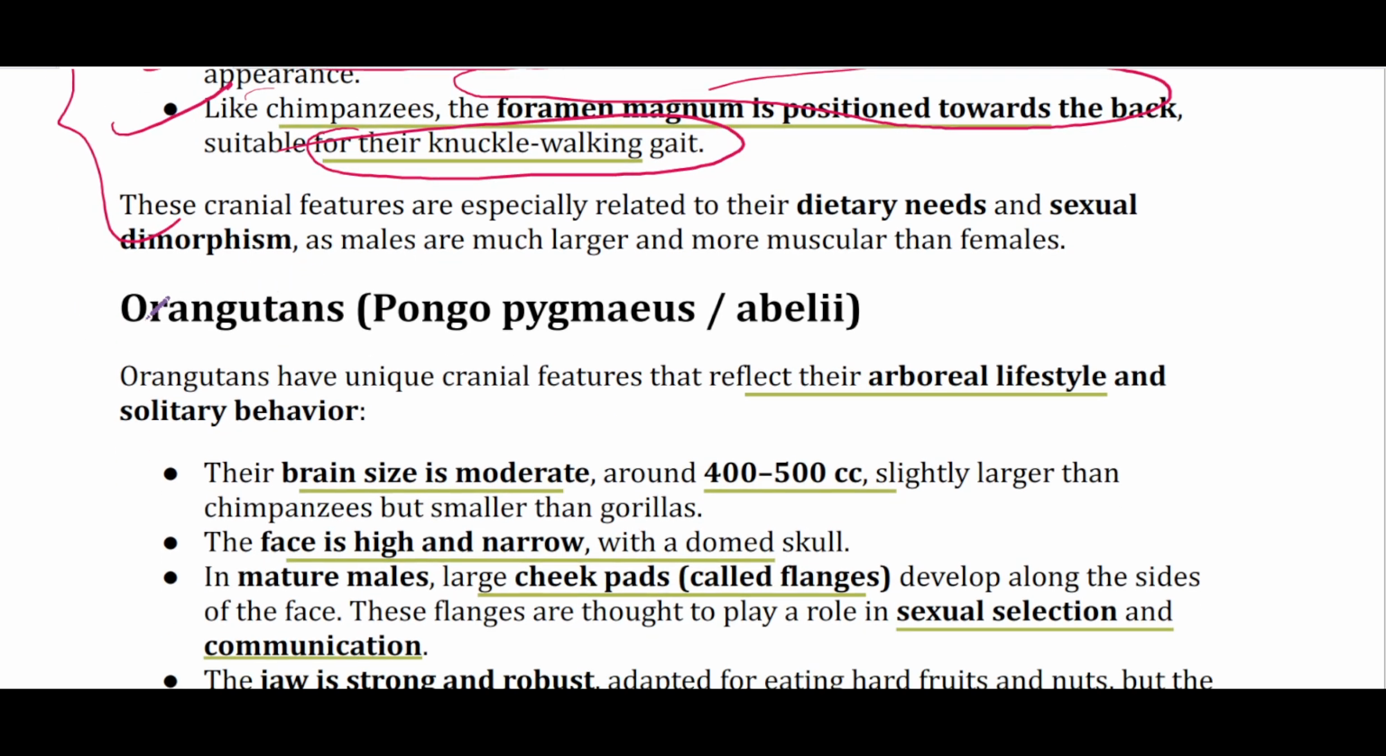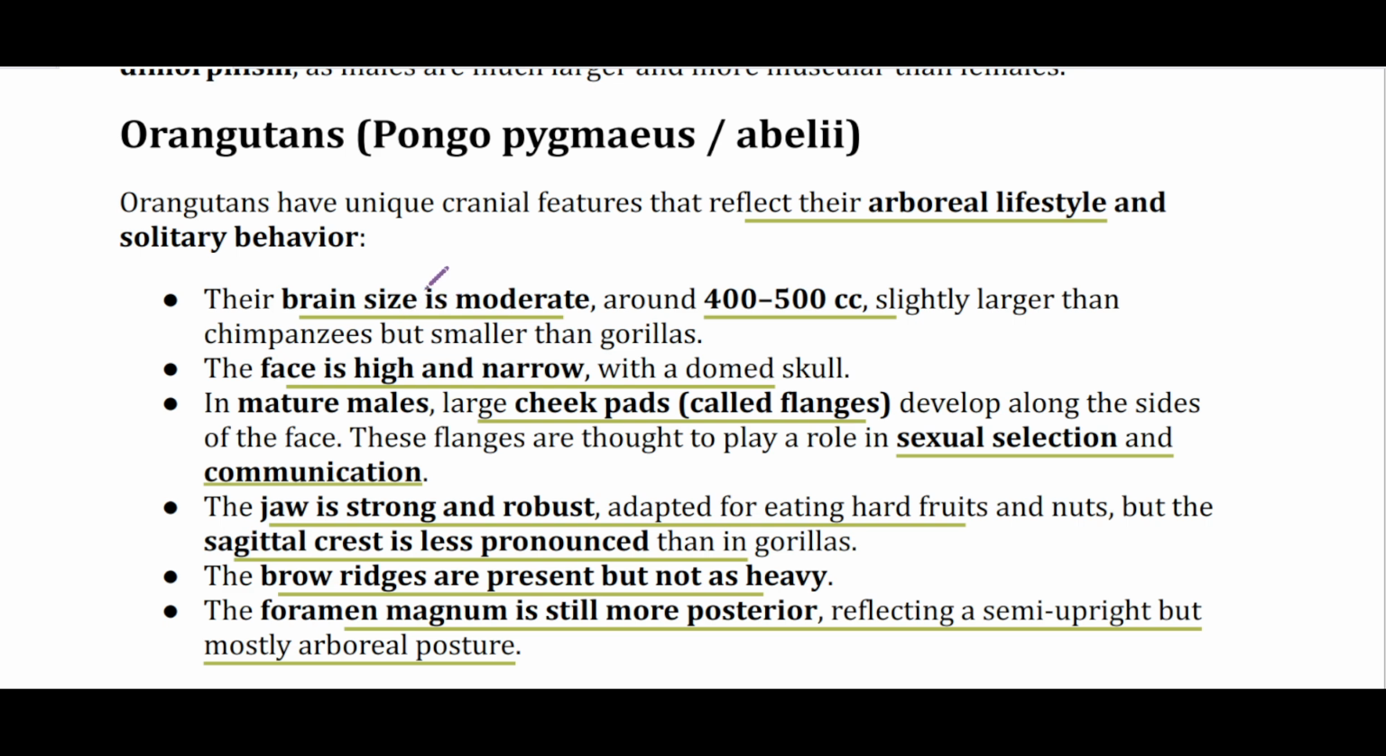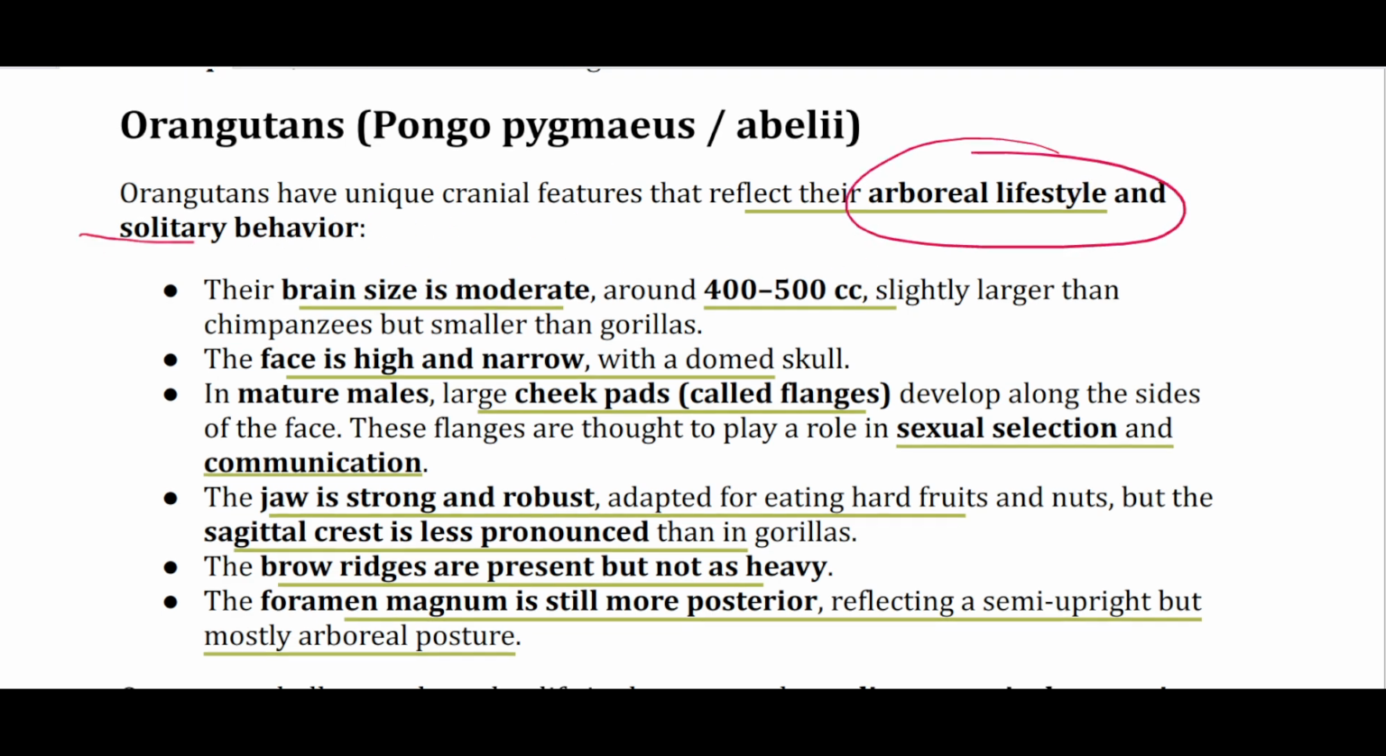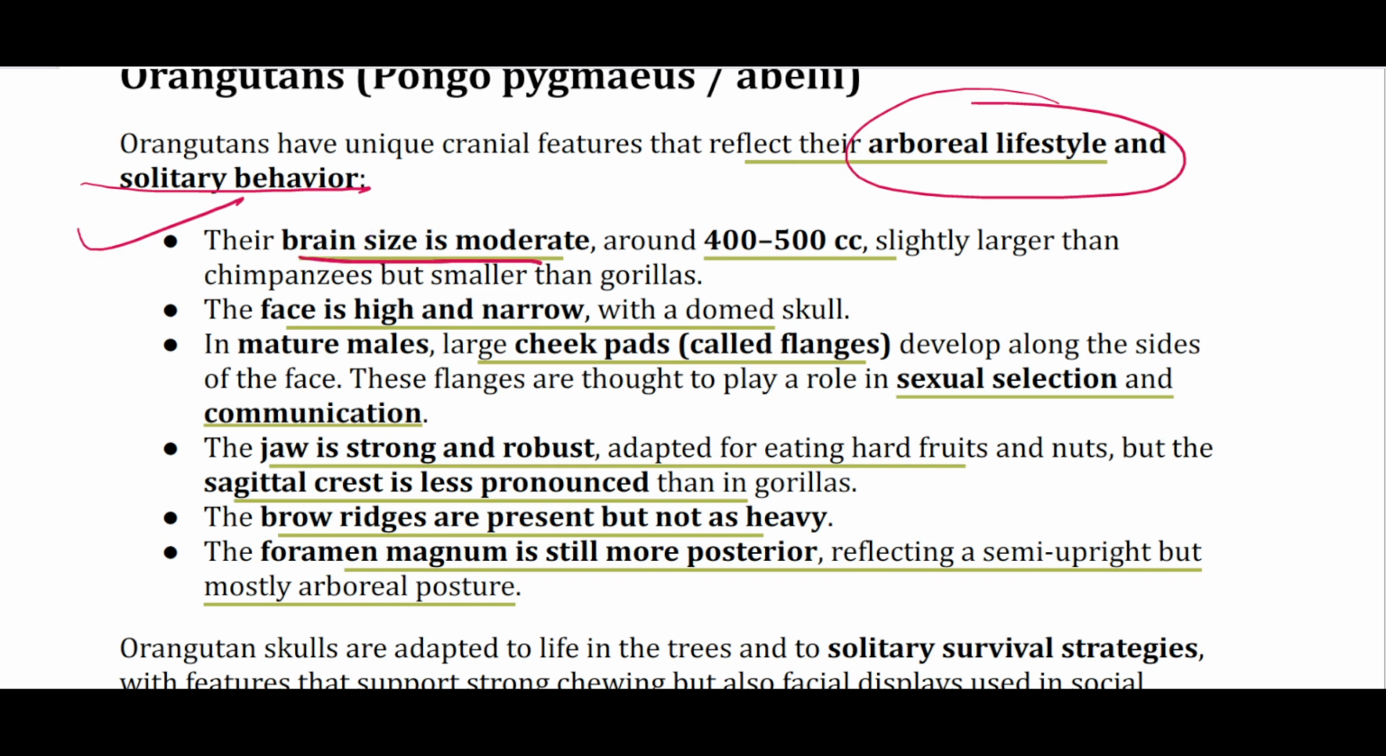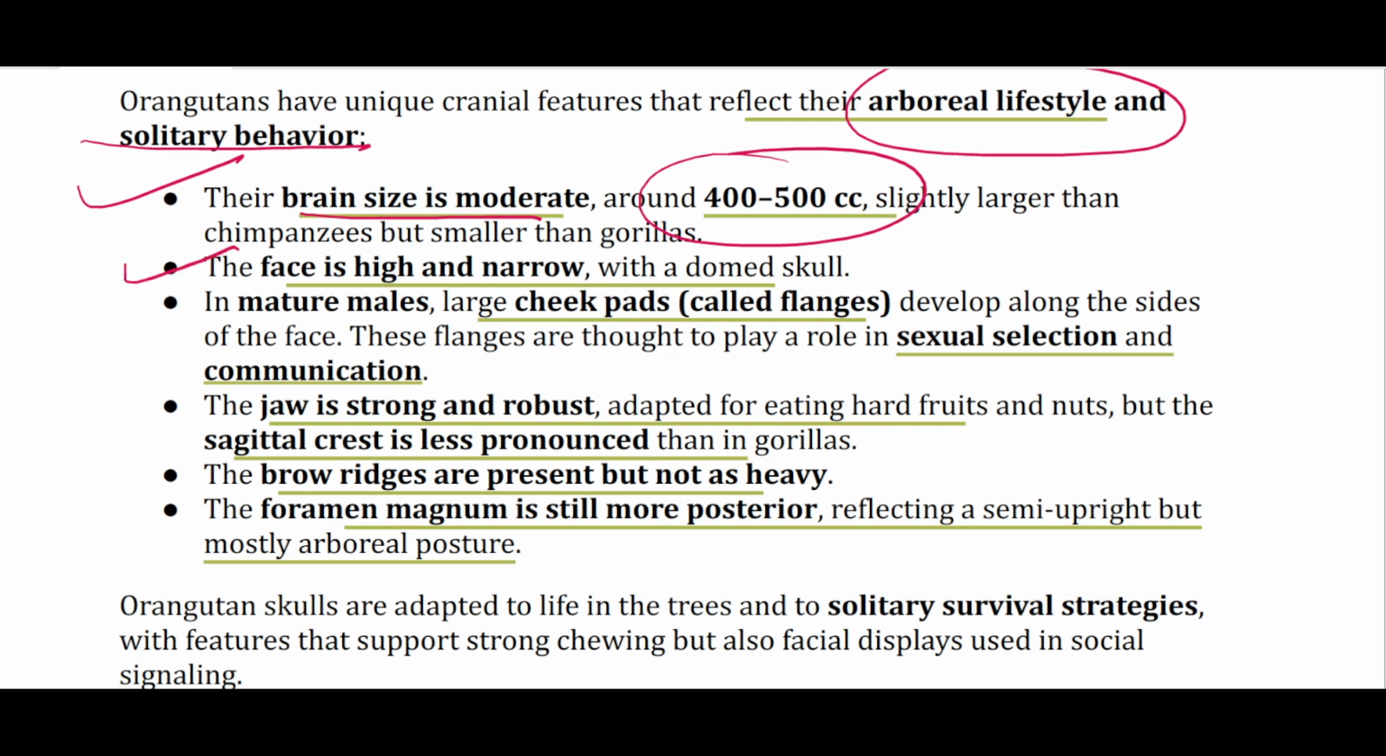Now let's move on to orangutans. Orangutans have a unique cranial feature that reflects their arboreal lifestyle and solitary behavior. Their brain size is moderate, around 400 to 500 cc. Then their face is high and narrow with domed skull.